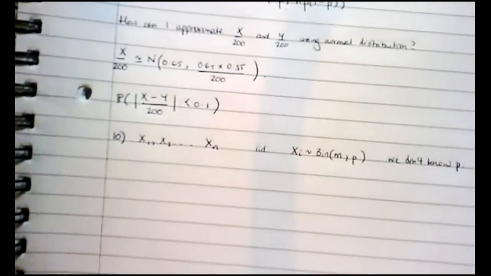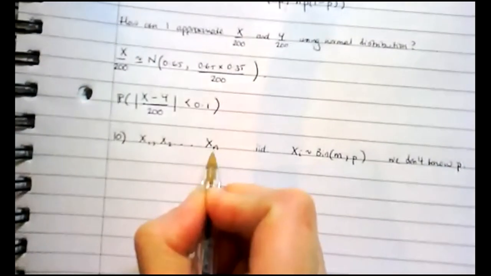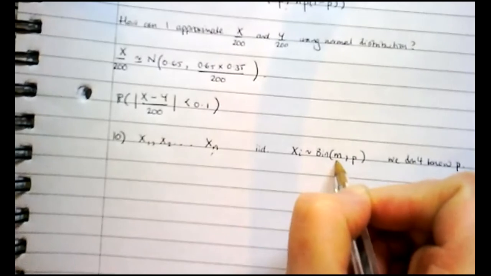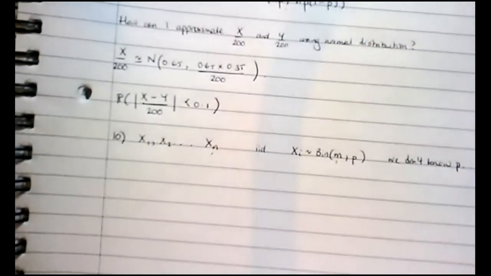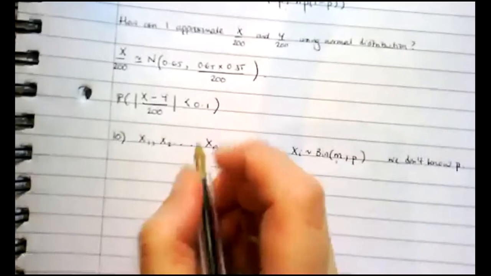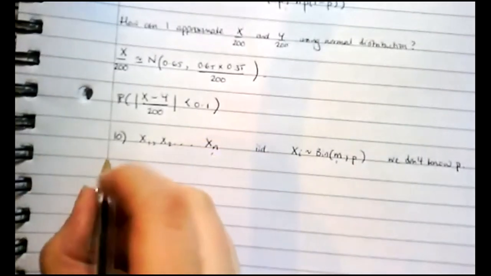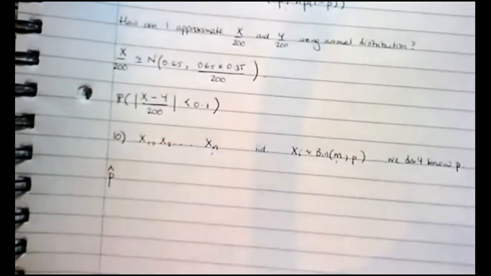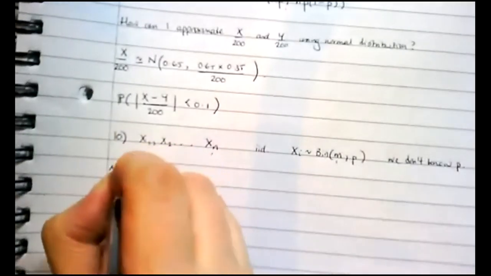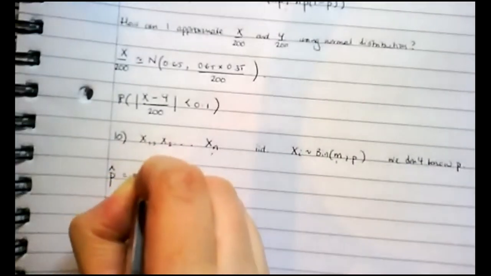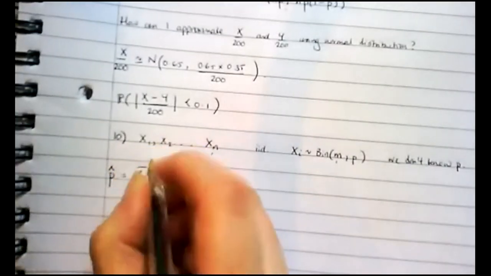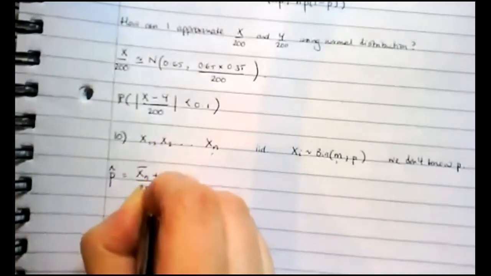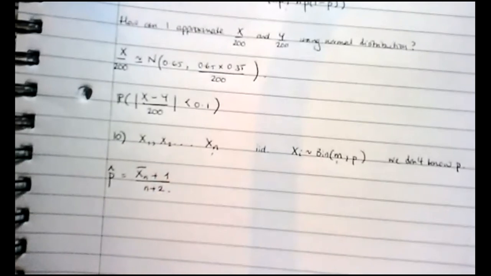Now, again, be careful that n is the number of x's that we've got, and m is to do with the distribution of each of the individual x's. So just be a tiny bit careful there. And we were given a candidate estimator. We were asked maybe we could estimate p using p hat, and this was going to be the sample mean plus 1, divided by n plus 2. So that was our proposed estimator.